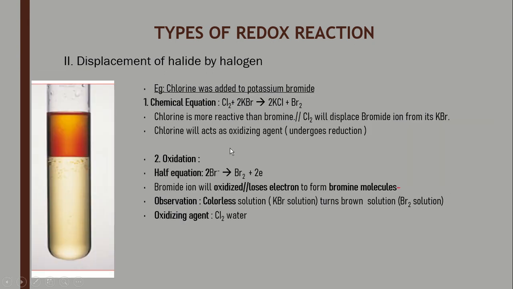Okay, so daripada equation KBr, dia ambil Br minus, bromide ion. So kat sini kita cuma concern dia punya halide. Okay, kenapa kita tak concern potassium? Because yang memberikan indikator reaction warna perubahan adalah warna halogen ataupun halide ni.